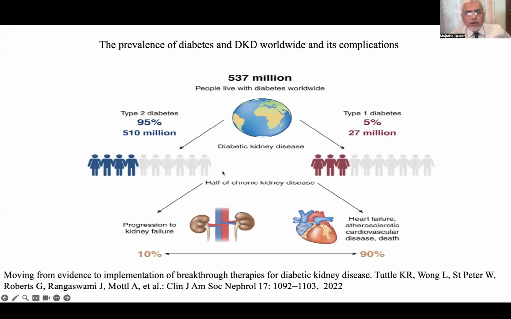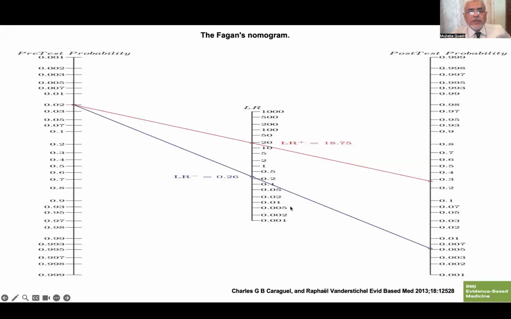And we need to be aware of the burden that this is not just kidney failure, but associated heart failure and cardiovascular death that we have to look at in terms of the metabolic syndrome, and a combined management of diabetes, heart, and kidney is required from an early stage.